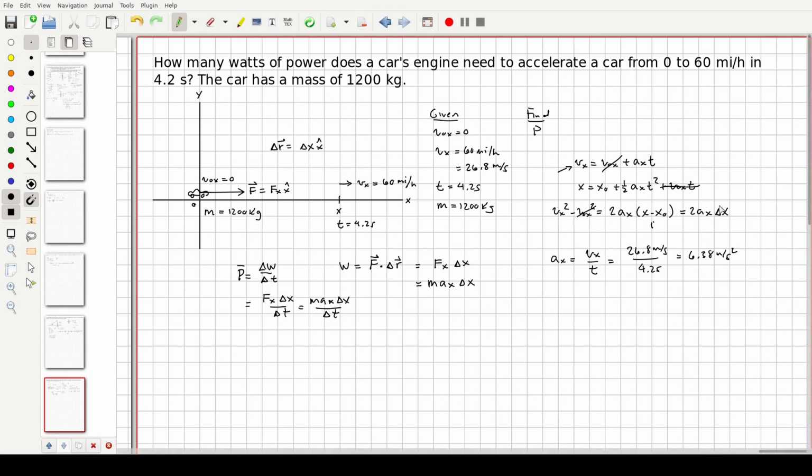So now let's go ahead and use this right here to find what our displacement is going to be. If we do that, our displacement is going to equal v sub x squared over 2 times a sub x. So v sub x squared, that's 26.8 meters per second, you have to square that, divided by 2 times 6.38 meters per second squared. Let's see, 26.8 squared divided by 2 times 6.38. So you end up with something like 56.28 meters.